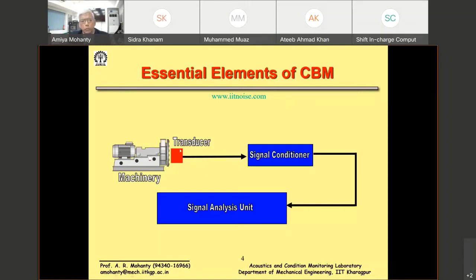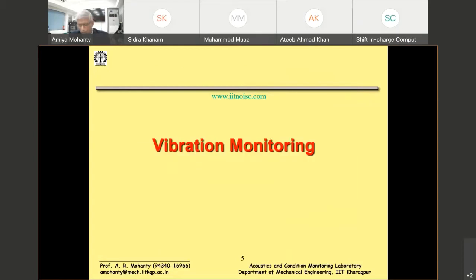And then of course the transducer measures this signal. Certain conditioning could be there. Is it necessary, for example, amplification, linearization, removing certain noise. And then once we have the nice clean signal out of this machine, we do a lot of signal analysis, be it in the time domain, the frequency domain, or the time frequency domain, and so on and so forth, and try to find out the fault in the machine. Now, I will come to vibration monitoring, the origin of vibration monitoring.